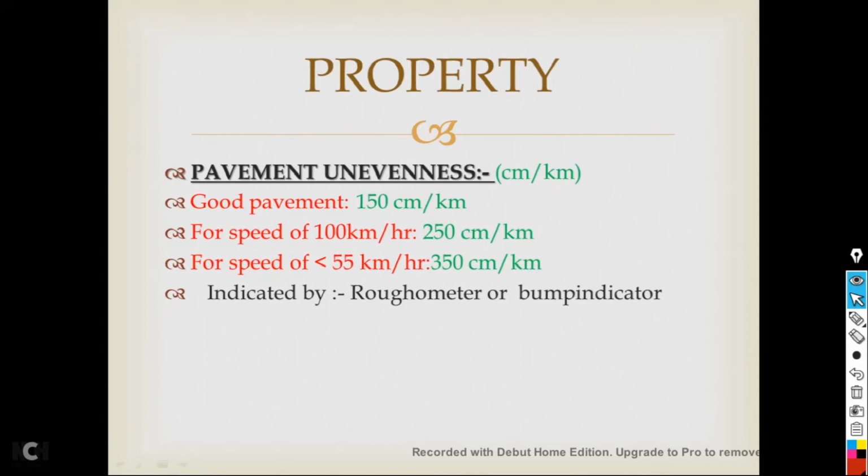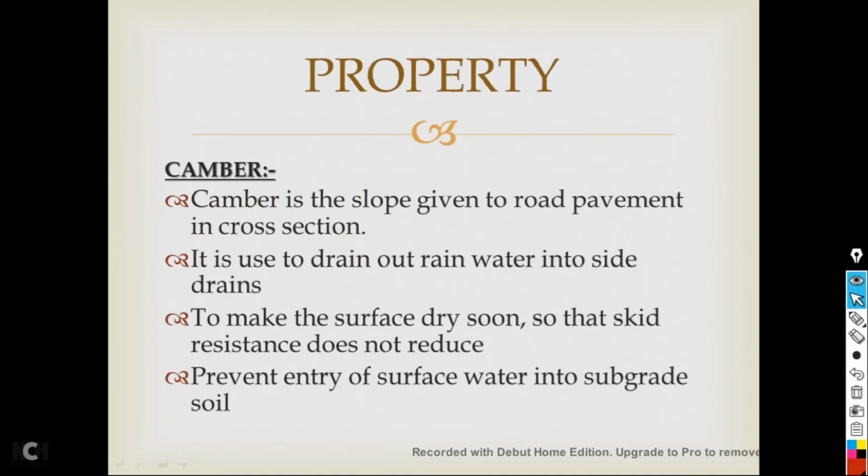So move to the next property, camber. Okay, camber is an important element of geometric design. Camber is the slope given to road pavement in cross section. It is used to drain out the rainwater into side drains. Camber helps to remove all the drain water after the rainfall, to make the road dry and smooth.